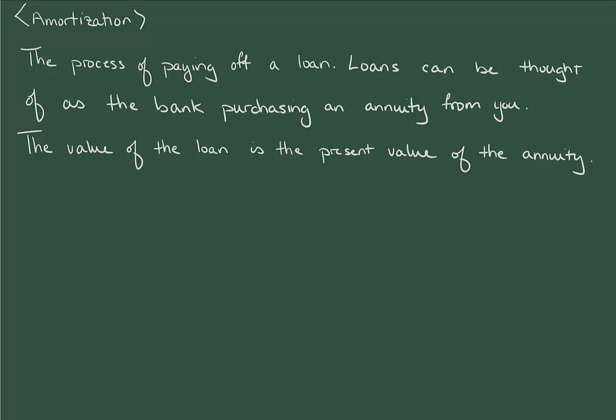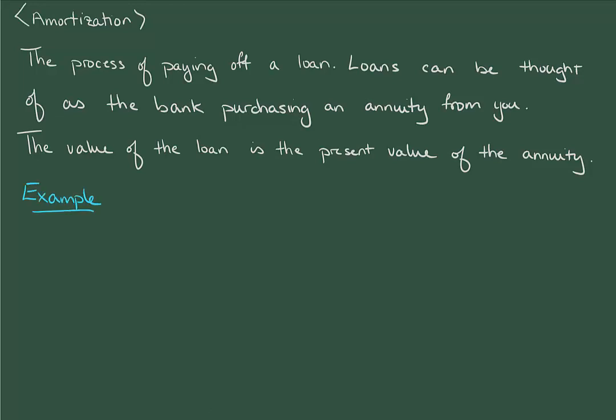Amortization is the process of paying off a loan. So let's look at the mathematics of loans. In a previous video, I mentioned that you could purchase an annuity, wherein you give the bank a large sum of money and they provide you with monthly payments. This seems like a loan, but in reverse. And indeed, a loan is mathematically equivalent to the bank purchasing an annuity from you.